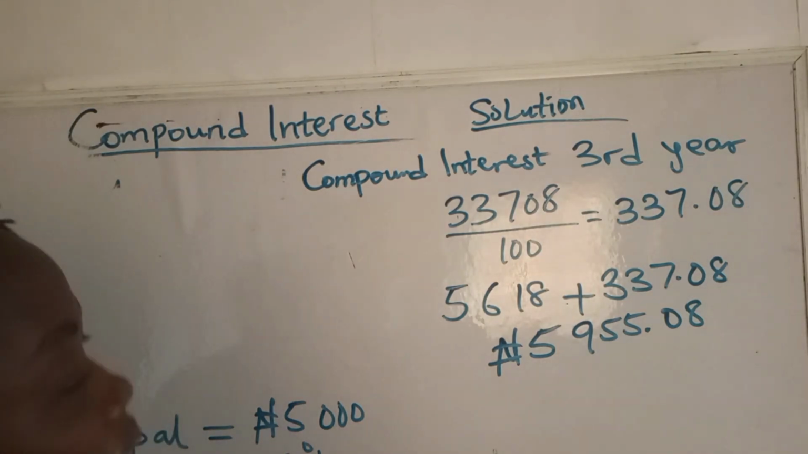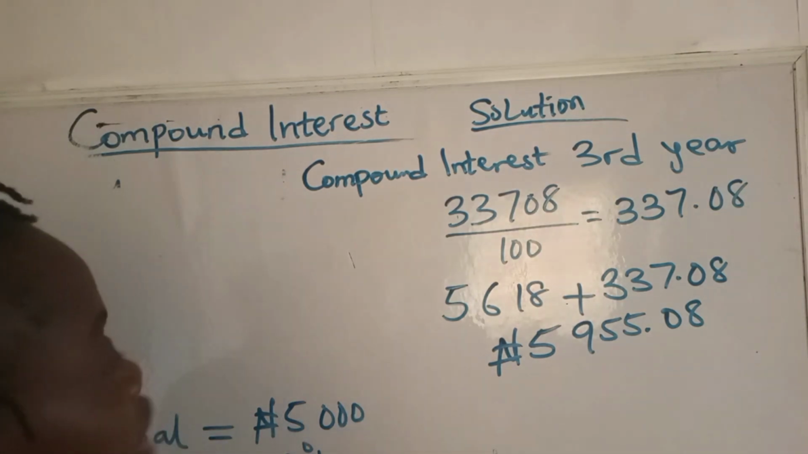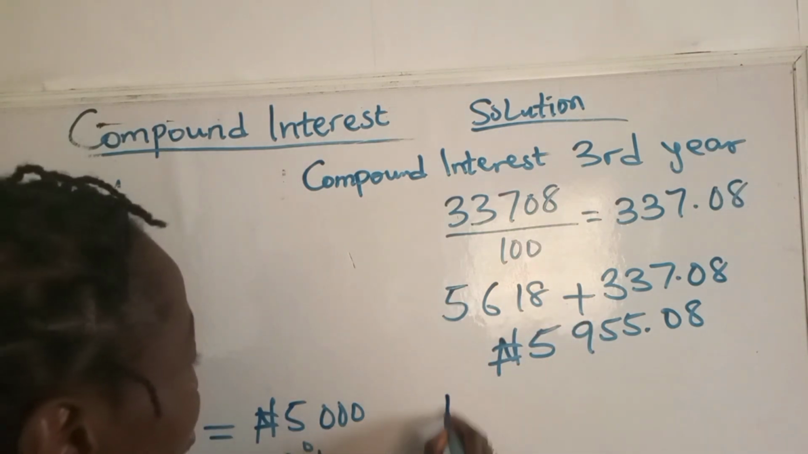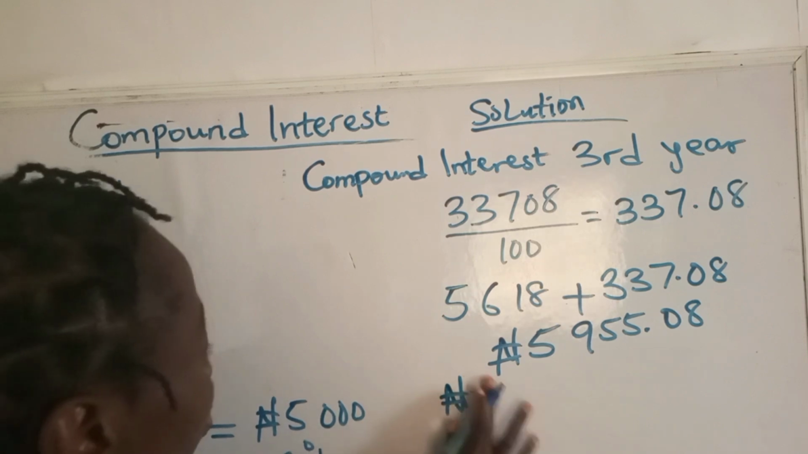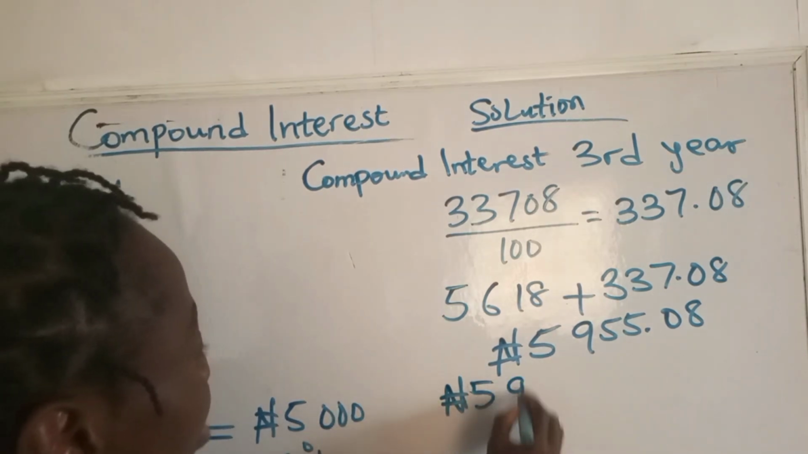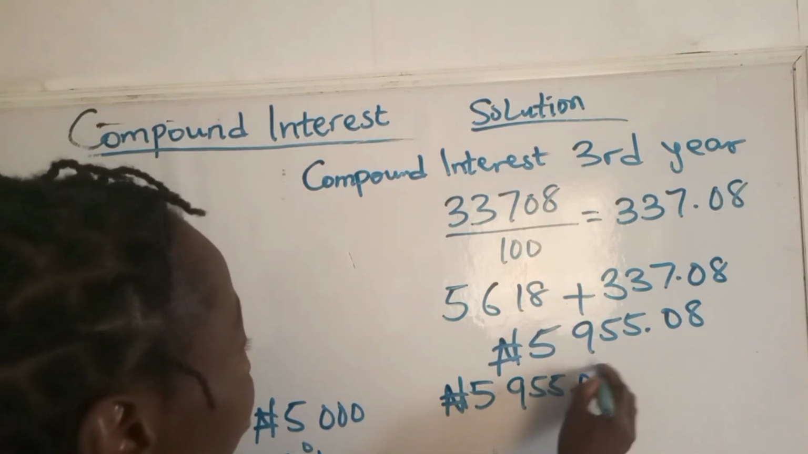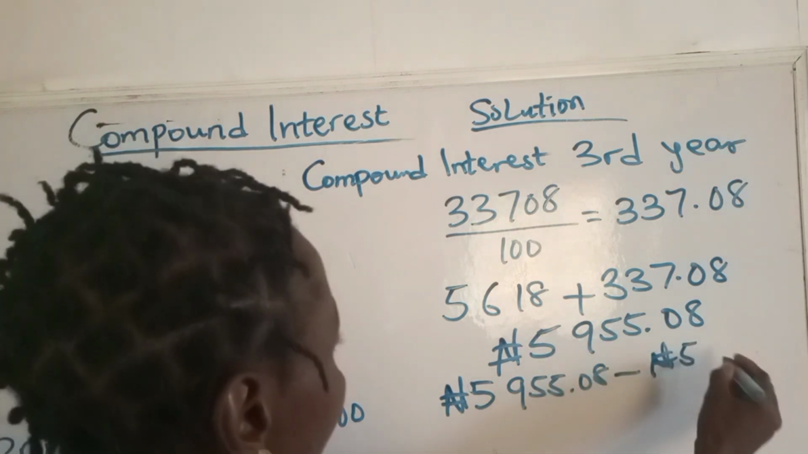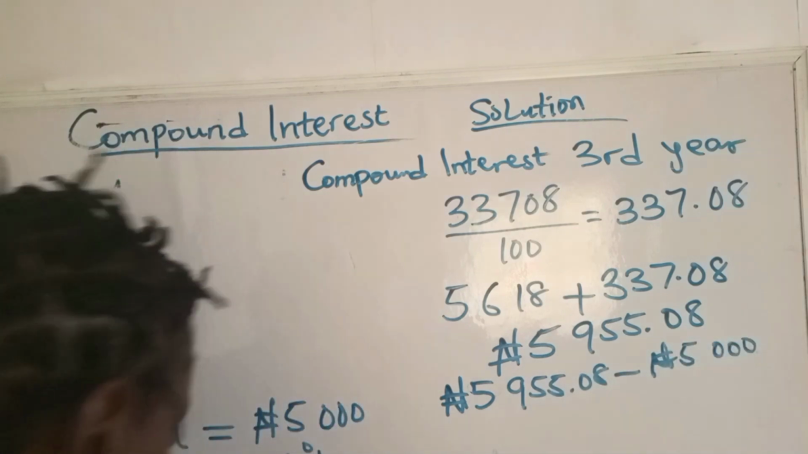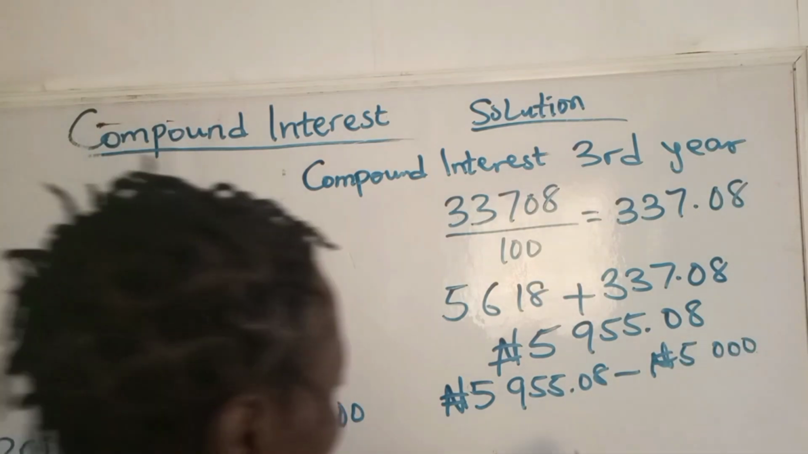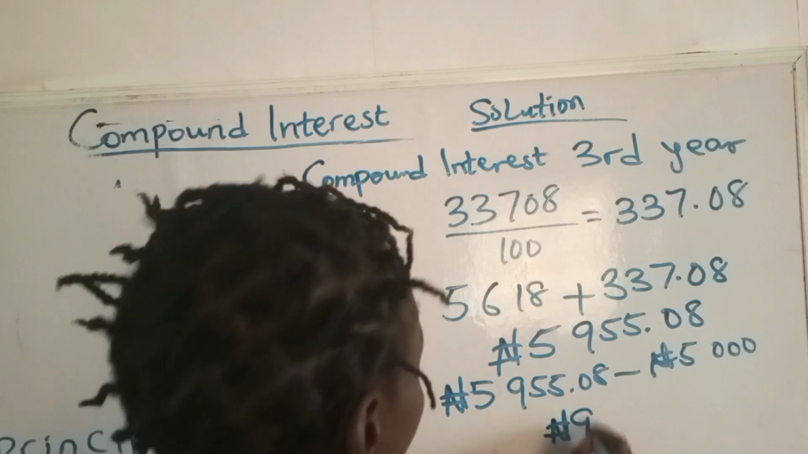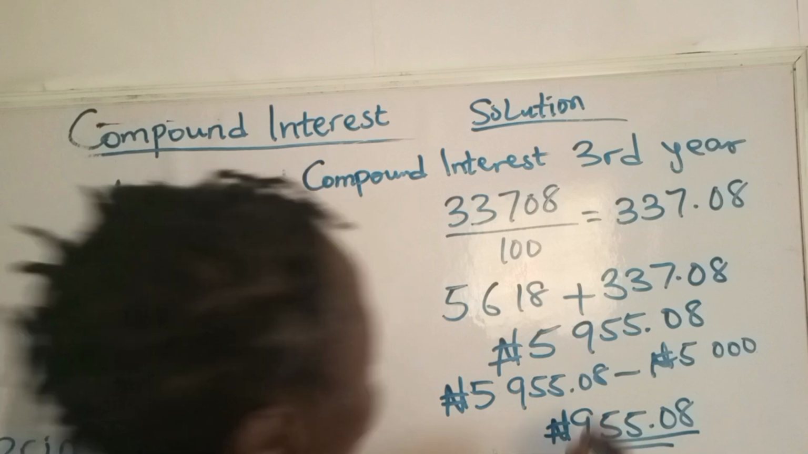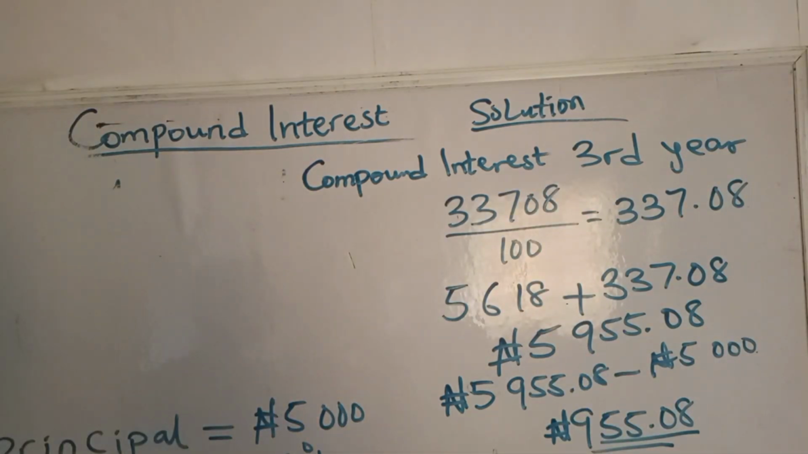Now let's check how much interest climbed this money at the end of 3 years. Then we are saying 5,955 naira 8 kobo minus 5,000 naira, the initial money you saved in the bank, to know how much interest. So we have 955 naira 8 kobo is the interest that climbed the money at the end of 3 years.